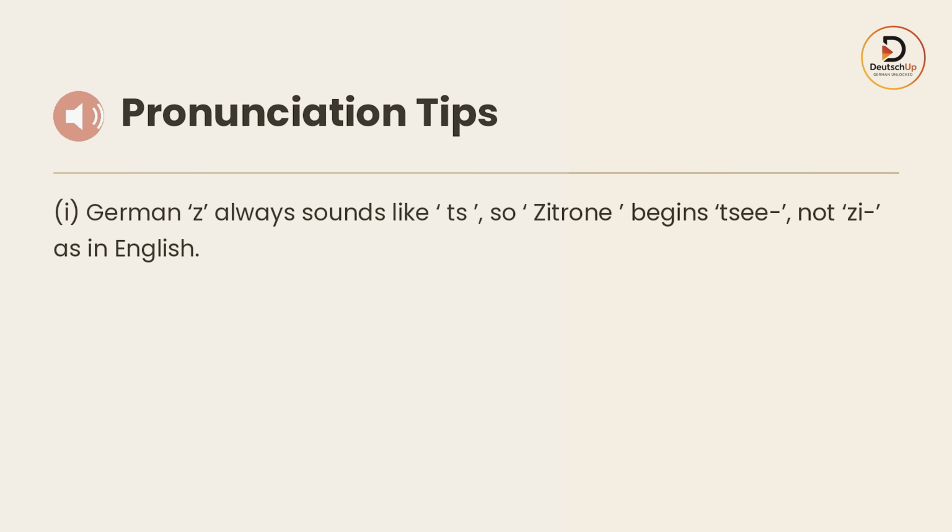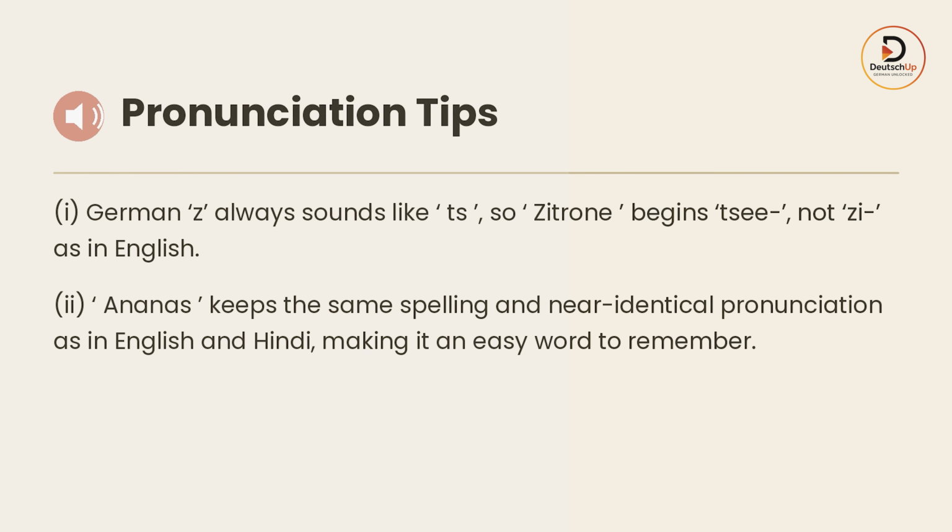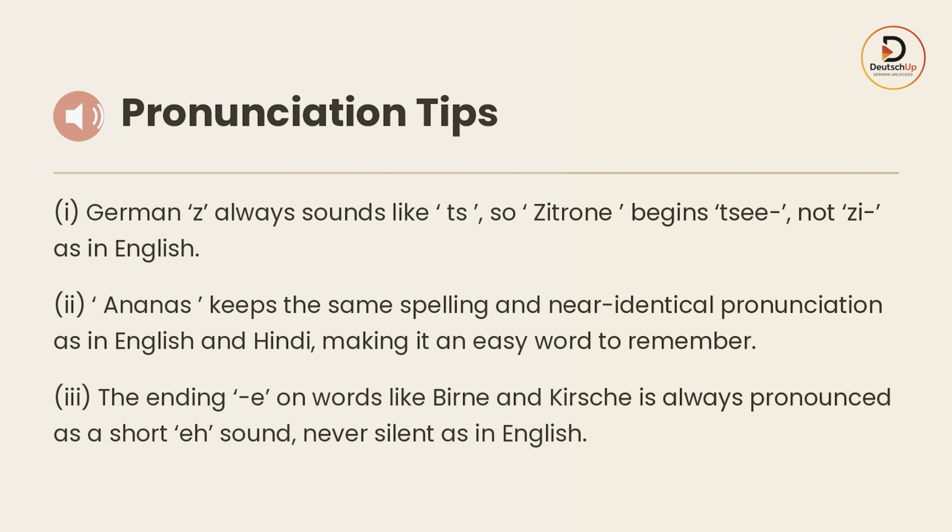Cherry is die Kirsche. Next we have with us some pronunciation tips. So German Z always sounds like ts. So Zitrone begins with ts, not z as in English. Ananas keeps the same spelling and near identical pronunciation as in English and Hindi, making it an easy word to remember. The ending E on words like Birne and Kirsche is always pronounced as a short uh sound, never silent as in English.